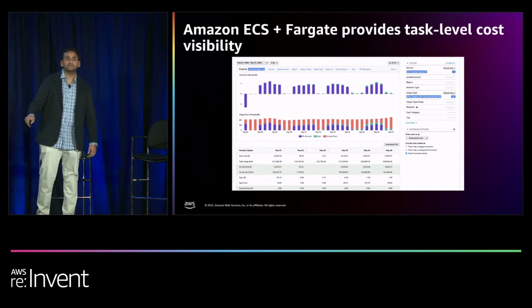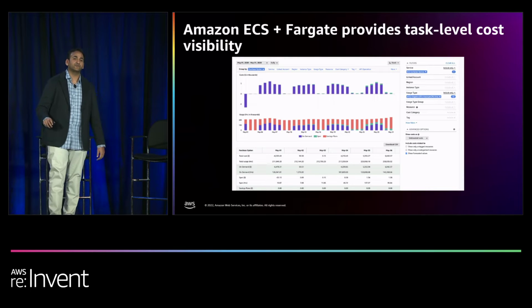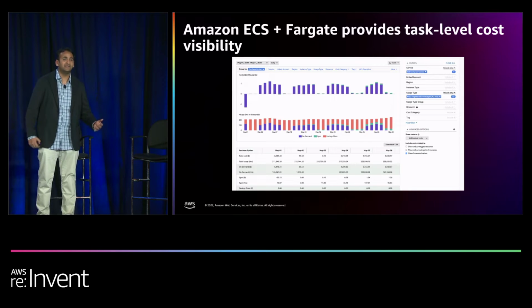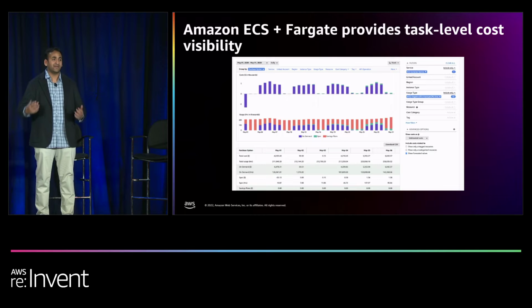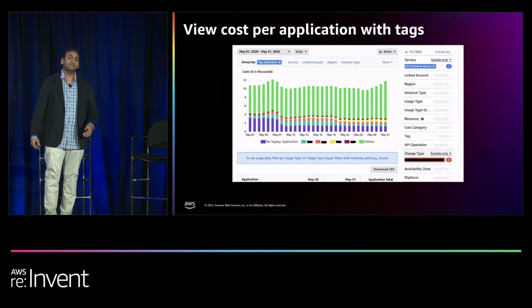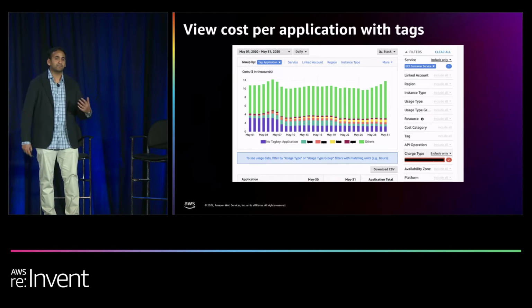This is a really hard problem. However, when you use ECS with Fargate, ECS provides you container-level cost visibility out of the box. So when you run your application with ECS, you can see how much you're paying per application instead of seeing how much you're paying per box. What this means is that by using tags you can get really granular cost data for your application, which you would not be able to do otherwise, even in a shared multi-tenant environment.